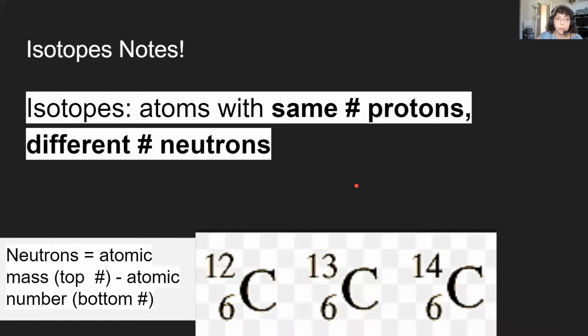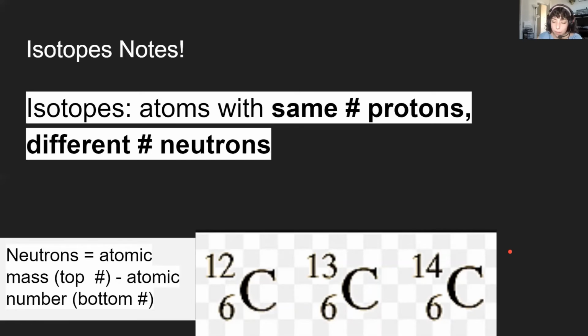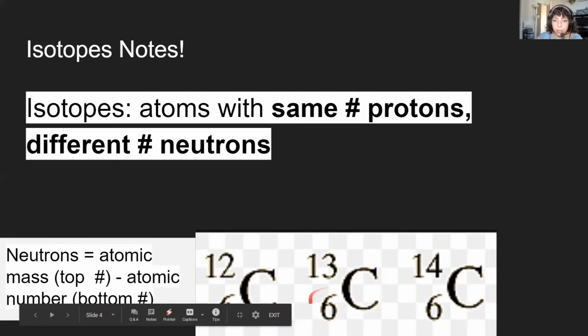You've seen this before. Isotopes are any atom with the same protons but different neutrons. This is a really classic example. Carbon is one of the most common elements in biological systems. So like in your body, you have a ton of carbon in you. You can see that the bottom number is protons, aka atomic number. The top number changes. Why? Because we have different numbers of neutrons.